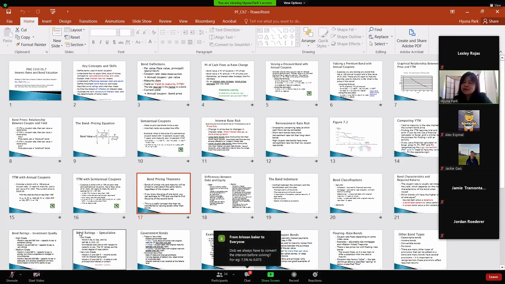Discount rate goes down, asset value goes up. So the stock market goes up, bond prices go up. So interest rates affect asset prices.